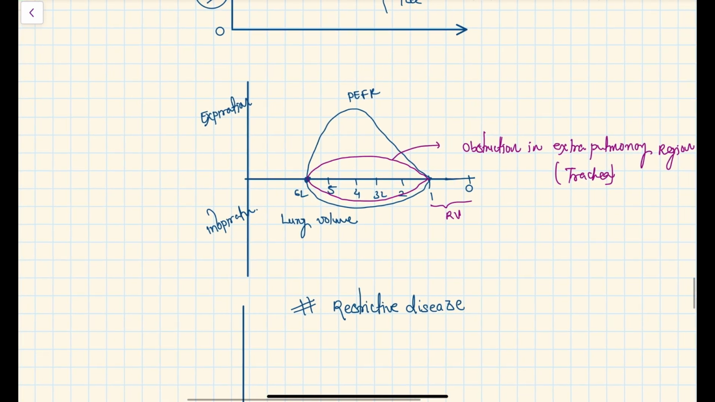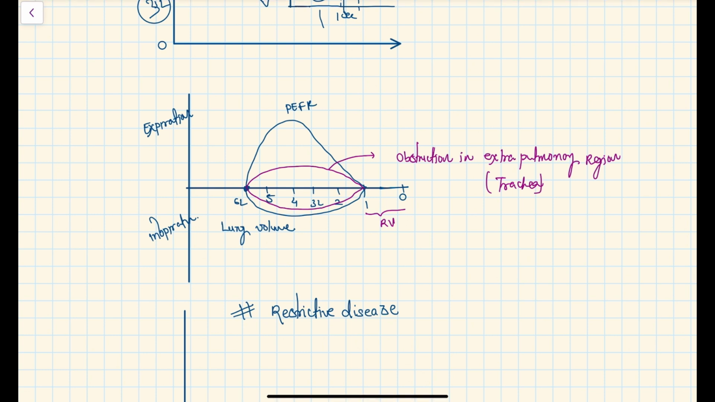Now coming to some graphs, see here, this is a normal graph, expiration and inspiration. During expiration we have the positive pressure, and during inspiration we have negative intrathoracic pressure. See here, during expiration it's like this. This is the peak expiratory flow rate, and during inspiration this one. Now this purple graph we see in the obstruction of the extrapulmonary region, for example trachea. If a foreign body obstructs the trachea, then this type of graph, the purple graph, will be seen.